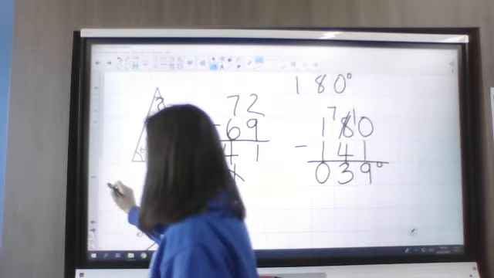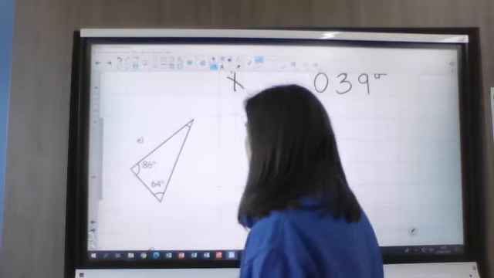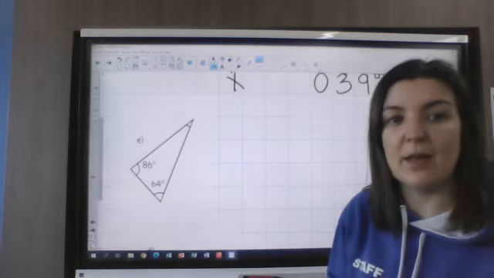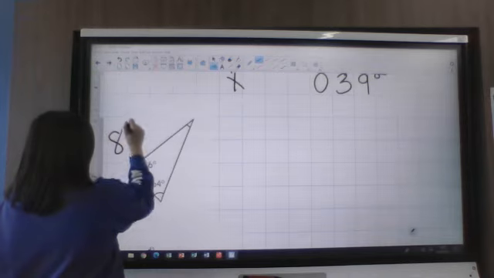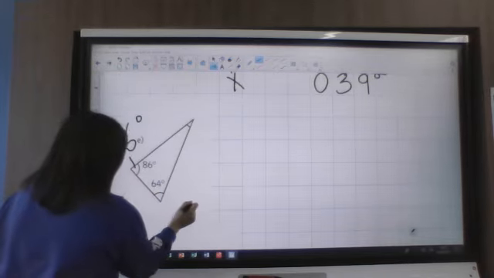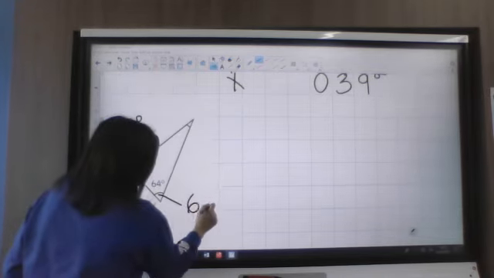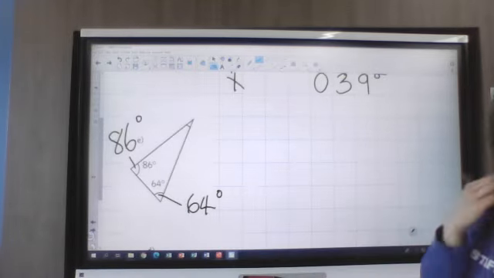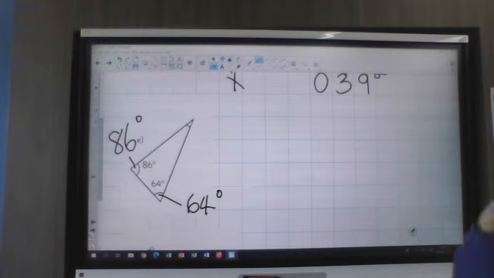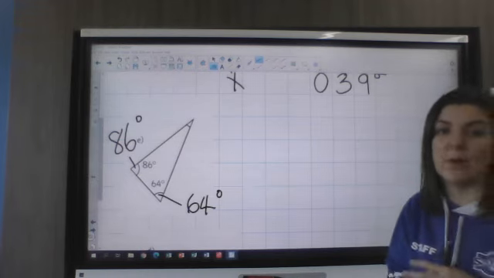Okay, so I'll give you another triangle to have a go at. So have a look at this one here. I'll write the numbers a little bit bigger. This one is 86 degrees and this one is 64 degrees. So remember, you add them, then take your answer away from 180. So pause the video now and have a little go at that one.